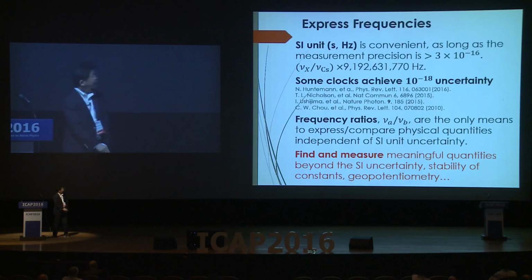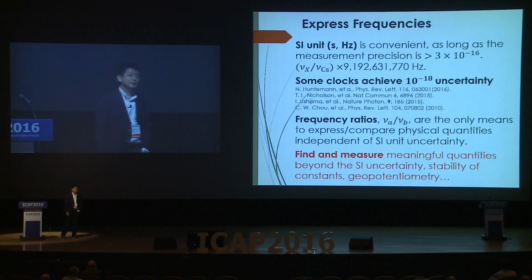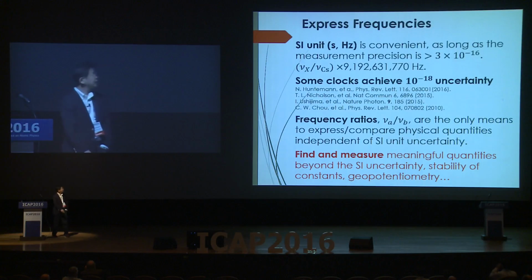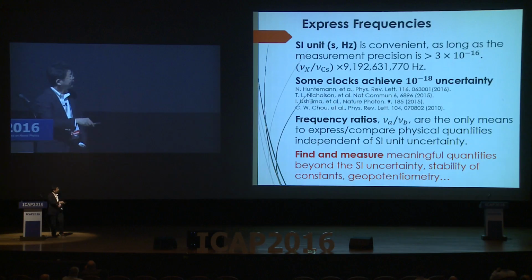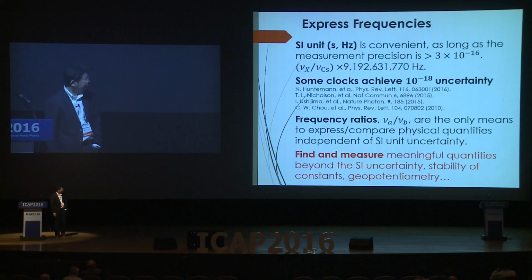But as Jun told, there are several clocks that achieve 10 to the minus 18 uncertainty. Then the question is how to express the frequencies. Then the frequency ratios between the good clock and good clock are the only means to express or compare physical quantities independent of the SI unit uncertainty.